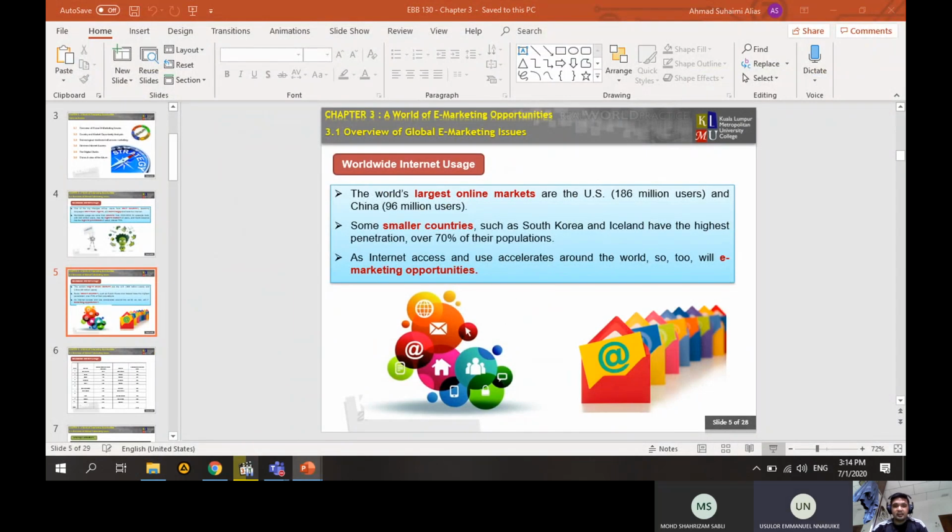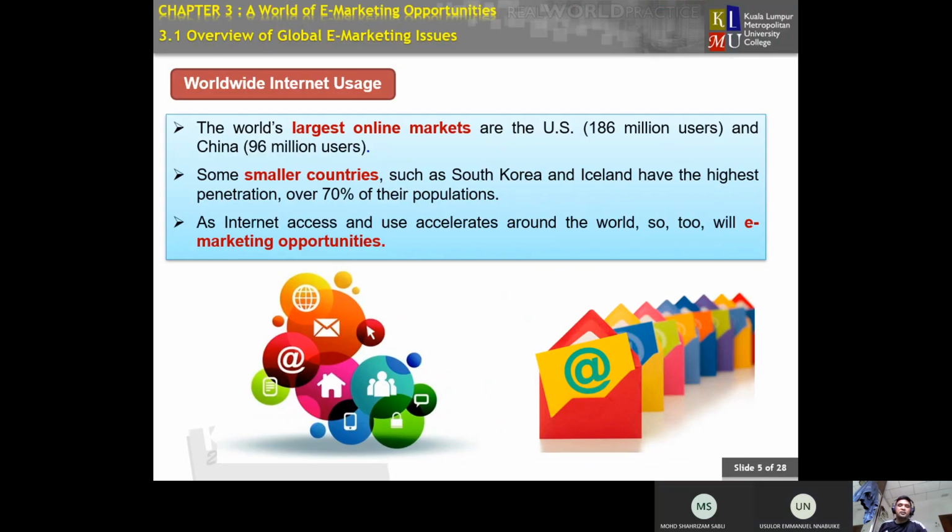US is the world's largest online market, if you guys want to sell your product or service inside the US. They still have the largest online market, followed by China. Okay, nowadays we already know China also is rapidly going toward online businesses.